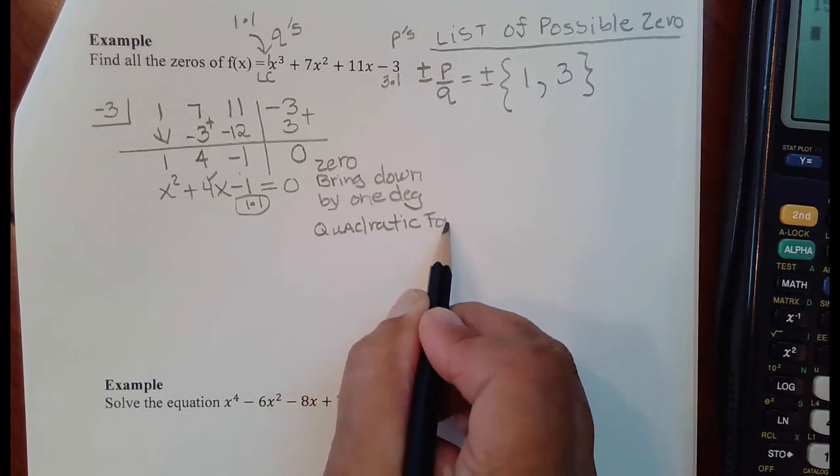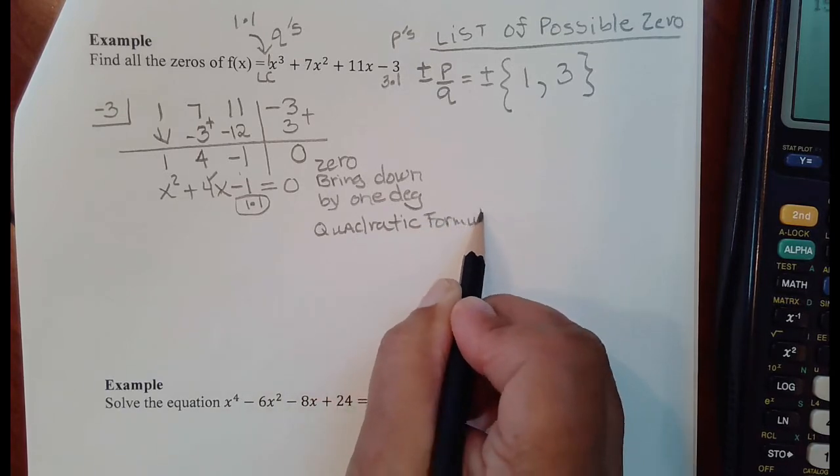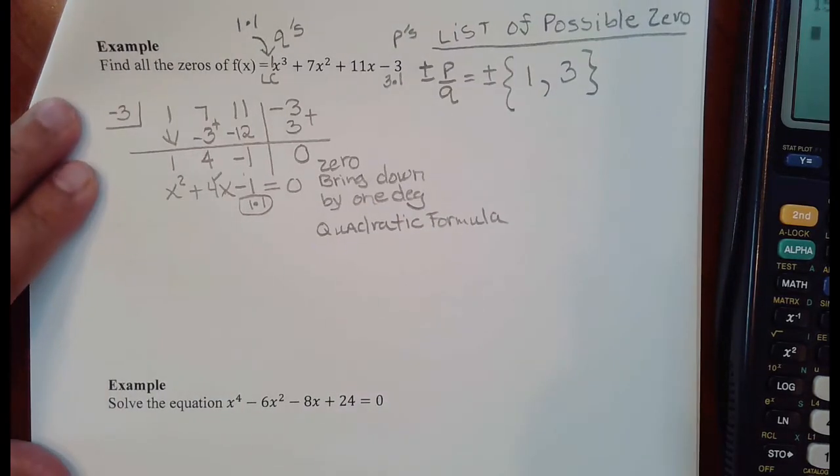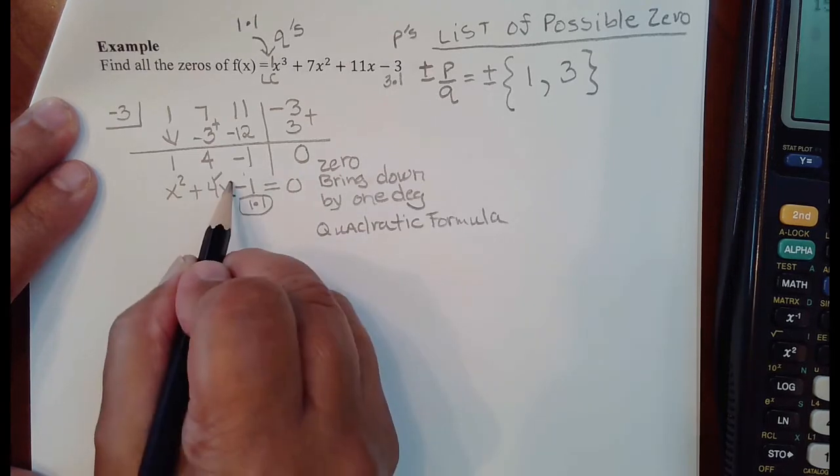Use the quadratic formula to find the remaining two answers. And these answers that you find, they can be radicals, they can be complex numbers, they can be integers, so you have to be prepared to find them either way. If they're integers, you'll just be able to factor this. If they're not, you'll find them through the quadratic formula.